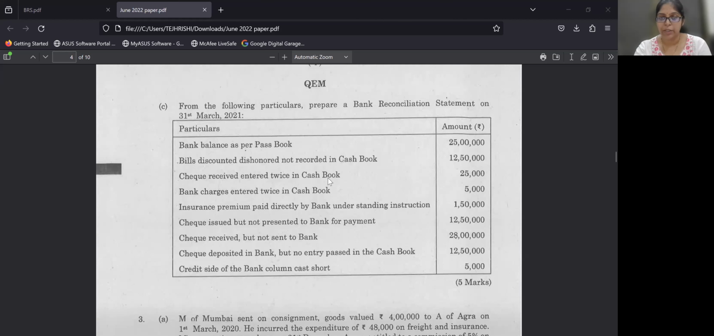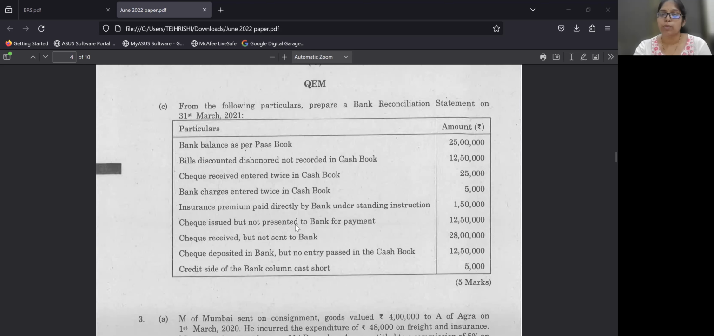Check received, entered twice in cash book. So this is some mistake that had been done. Bank charges entered twice, the same error. Insurance premium paid directly by bank under standing instructions, so this was not recorded in cash book.